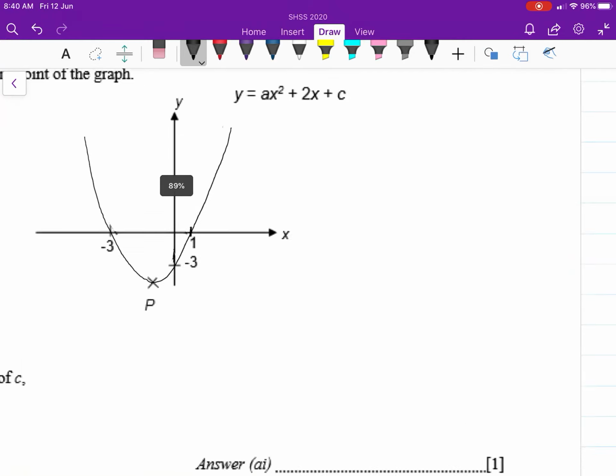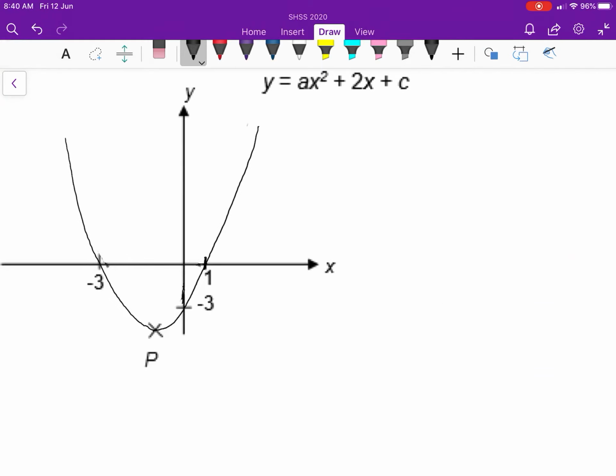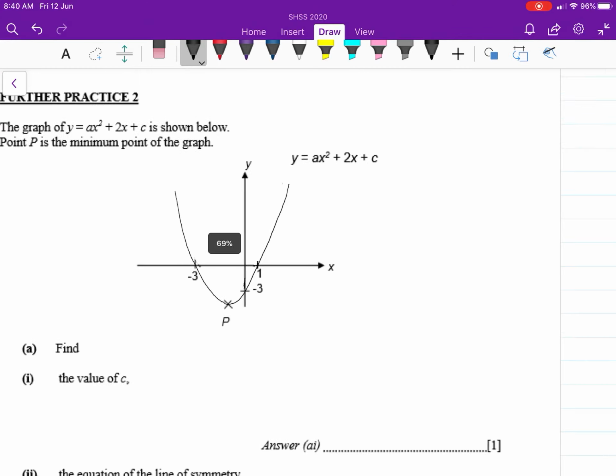I'm so sorry for the printing. The graph should pass through minus 3, should pass through this minimum point P, should pass through this dash minus 3 and 1. So can you do the amendments on your worksheet?